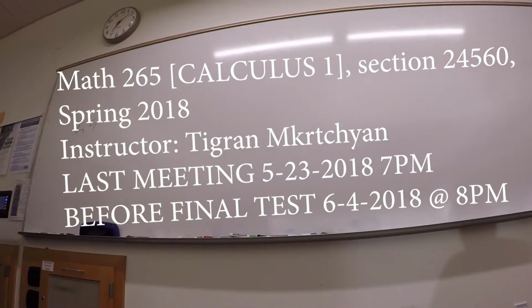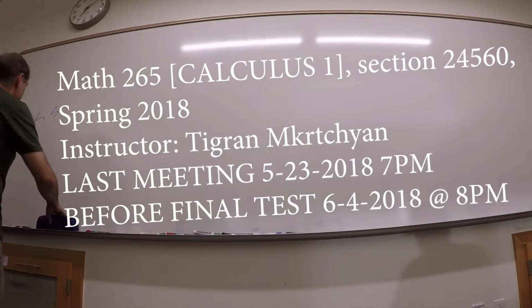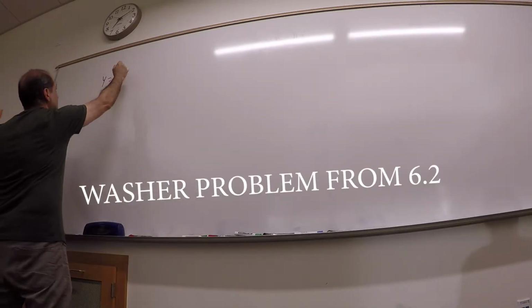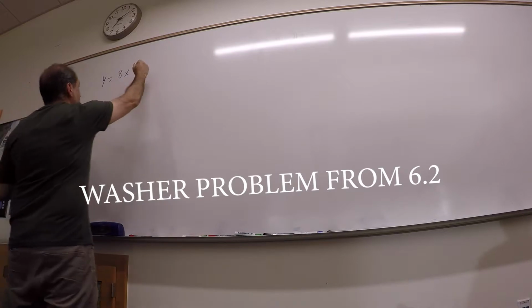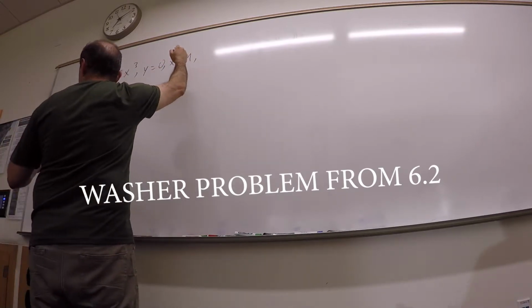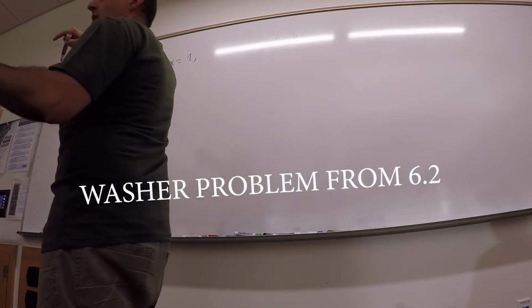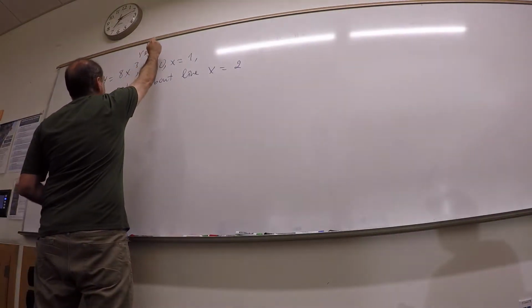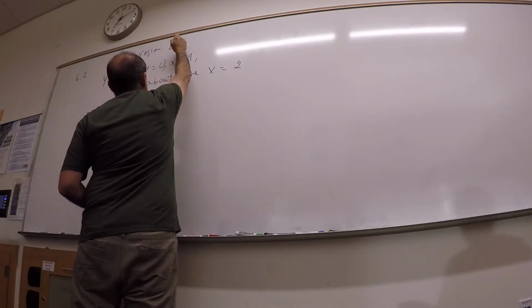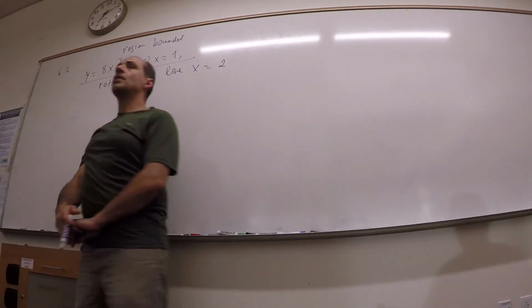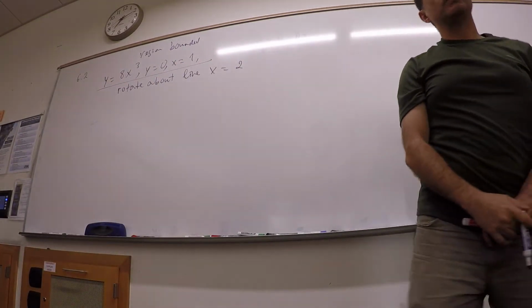So, like some washers. We have y equals 8x cubed, y equals 0, x equals 1. That's all we have, right? So this is our region, bounded by those. So first I want to see that region, bounded by those.